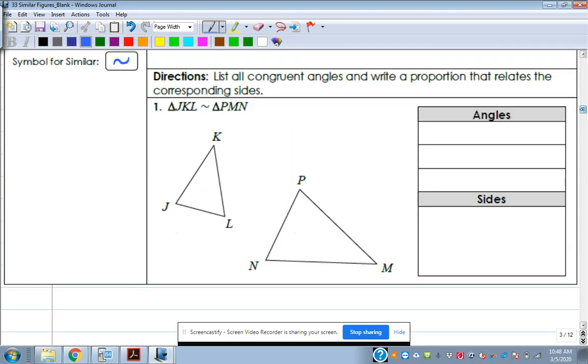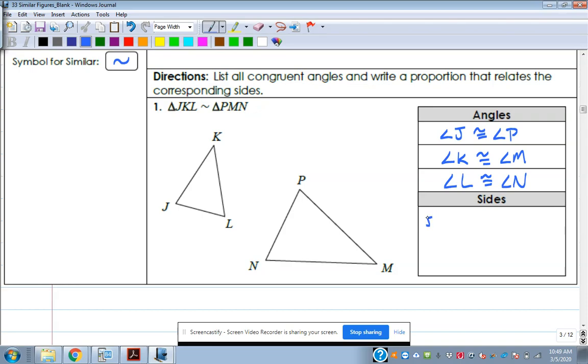All right. On this one, we're going to list all the congruent angles and write a proportion that relates the corresponding sides for these particular triangles based on that similarity statement. So we could do this even without the picture. So the similarity statement is triangle JKL is similar to triangle PMN. So the angles are the easiest part. Angle J is going to be congruent to what angle? P, at the corresponding spot. Angle K congruent to angle M, and angle L. Easy stuff.